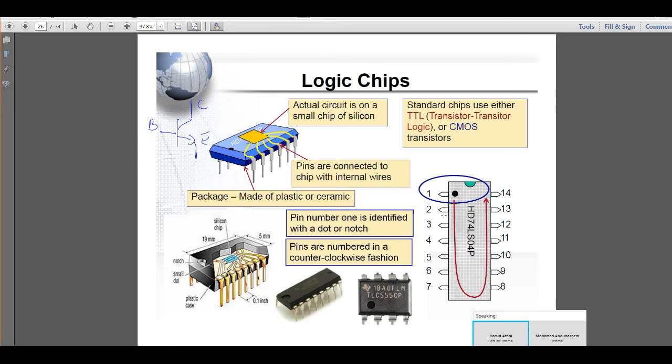For this one, it's a black chip like this. There is no name on it, no numbers. But how can you easily identify the numbers? By using this notch here, or this hole, this dot here, the black one.